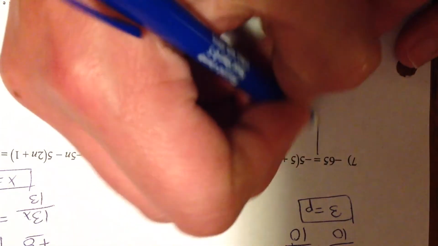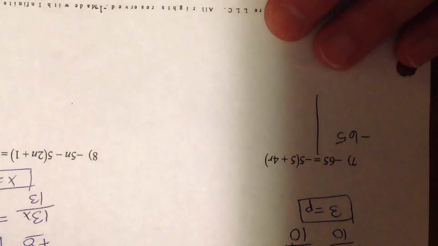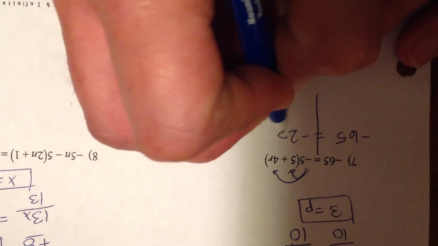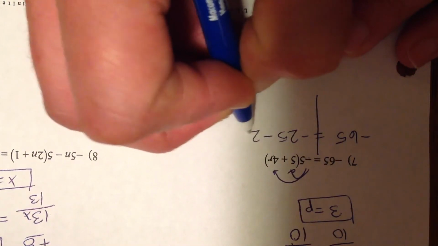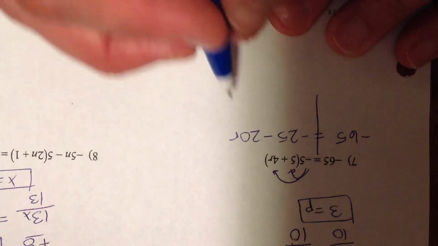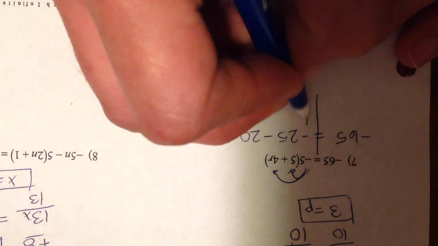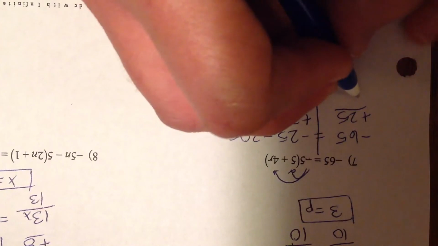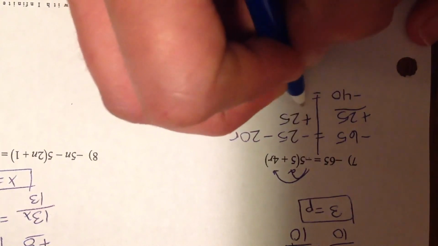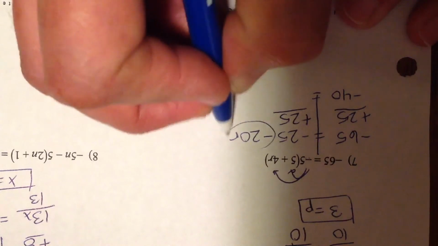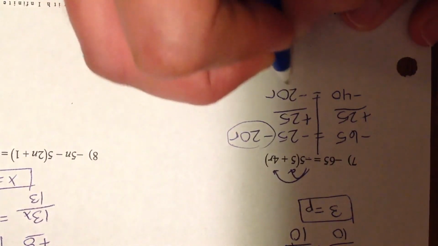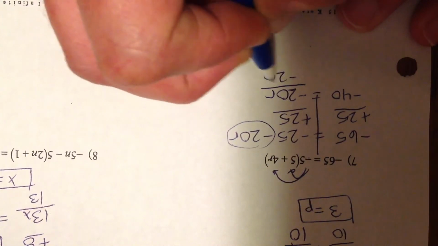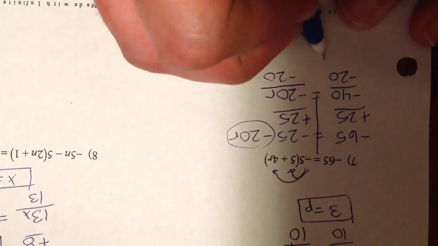Number 7. The negative 65 is on a side by itself. I have to distribute the negative 5. So again, negative 5 times 5 is negative 25. Negative 5 times 4r is minus 20r. Now, I need to get rid of the negative 25 by adding 25. I do the inverse operations. Negative 65 plus 25 is negative 40. Negative 25 plus 25 is 0, but I still have negative 20r left on the side. In order to remove the negative 20, I do the inverse operation of multiplication, which is division. Divide by negative 20 on both sides. r equals 2.